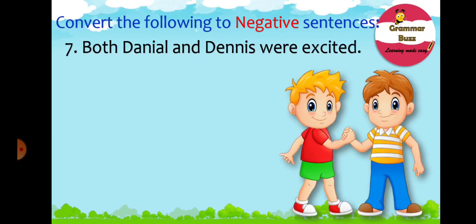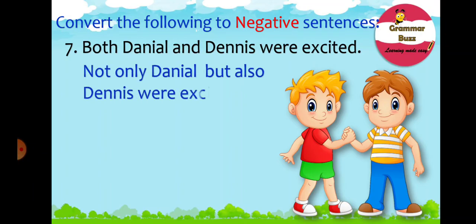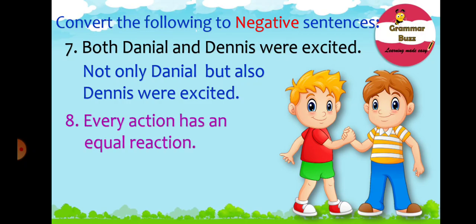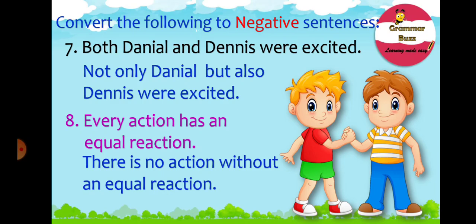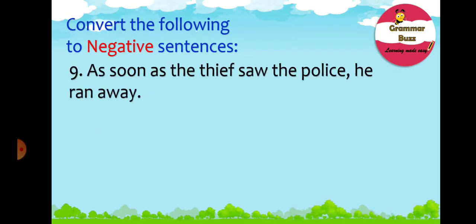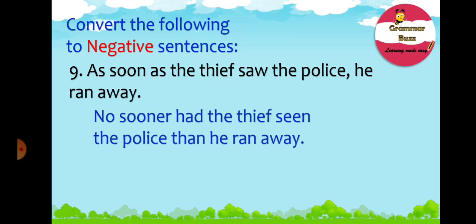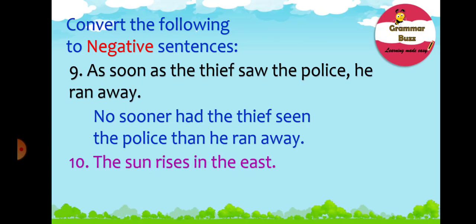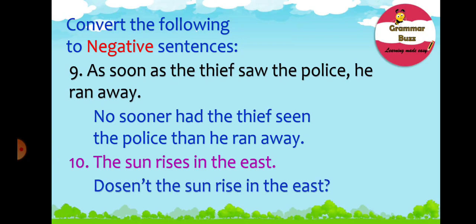Both Daniel and Dennis were excited. Not only Daniel but also Dennis were excited. Every action has an equal reaction. There is no action without an equal reaction. As soon as the thief saw the police, he ran away. No sooner had the thief seen the police than he ran away. The sun rises in the east. Doesn't the sun rise in the east?